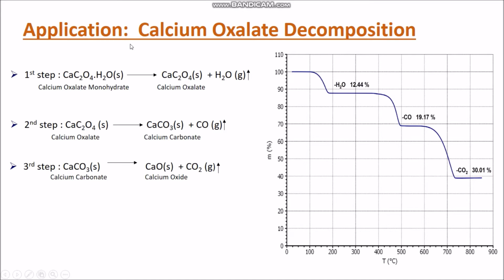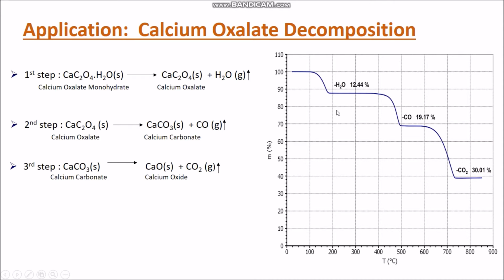In the application of a typical TGA experiment, we will use calcium oxalate monohydrate as our sample and heat it to 900 degrees centigrade. During its heating, we will observe 3 stages of mass loss in calcium oxalate. In the first stage, the calcium oxalate monohydrate will lose its moisture content, and this will occur at a temperature of 100 degrees centigrade, and this is represented here.